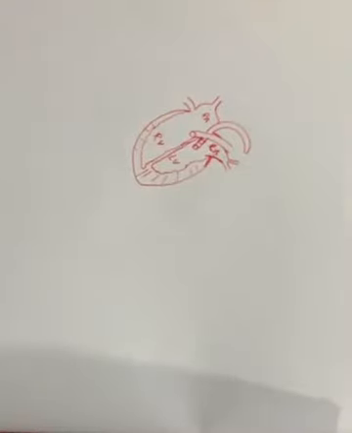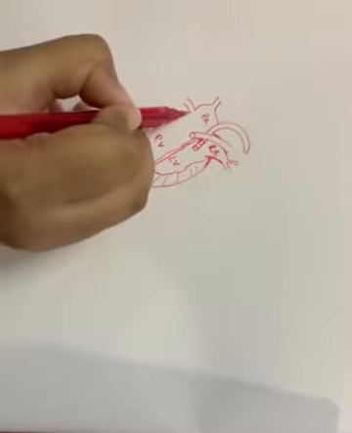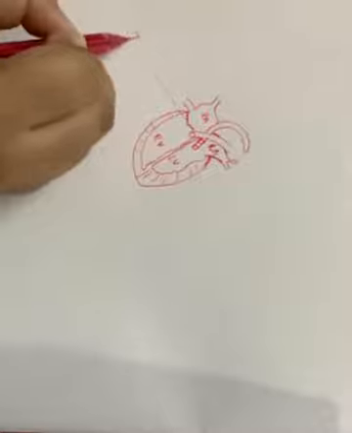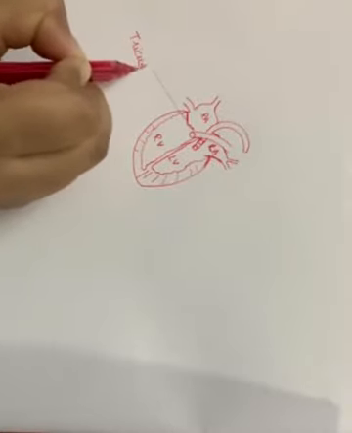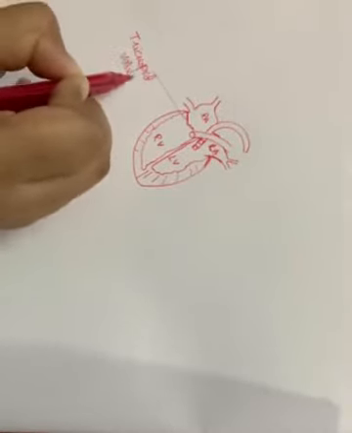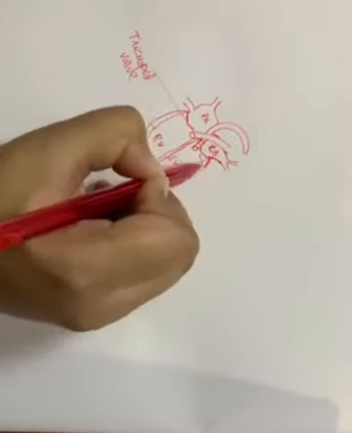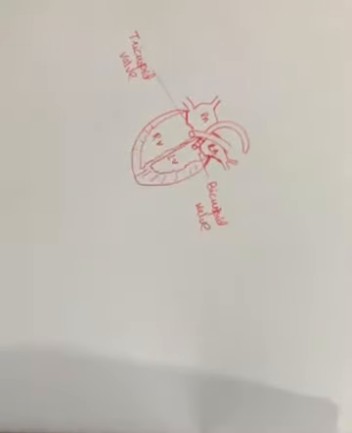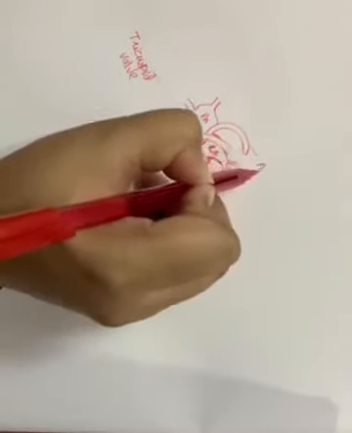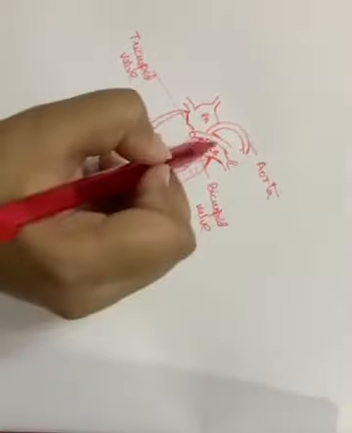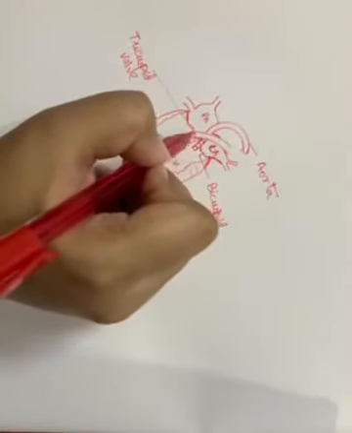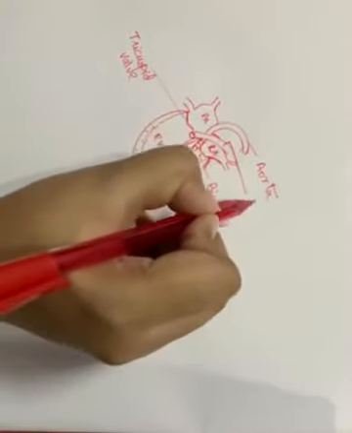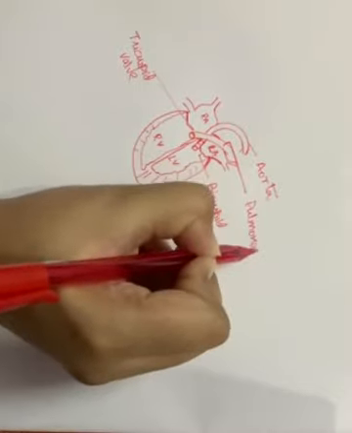Okay, now it has to be chambers. The chambers are closed. On the right side, this is the tricuspid valve. Here is the bicuspid valve. Okay, this arc that you are seeing is the aorta, and this particular blood vessel is basically the pulmonary artery.